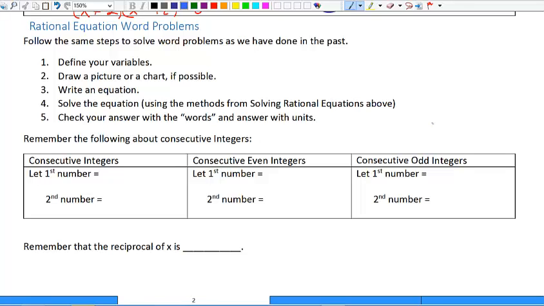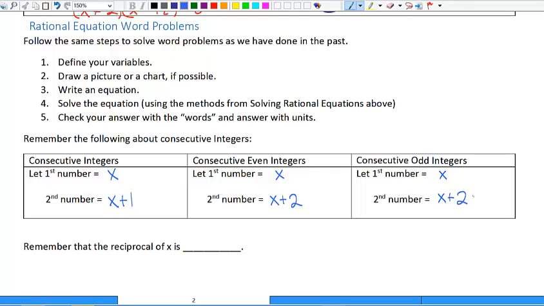So let's remind you about consecutive integers. If you ever have consecutive integers, you're going to let the first number be x, and the second number is just one more after it, x plus 1. Whereas if you have even or odd, the first number is going to be x, and the second number is going to be x plus 2. Even and odd seem like they're the same, but clearly they're different because the first number has to either be even or odd depending on which type it is.